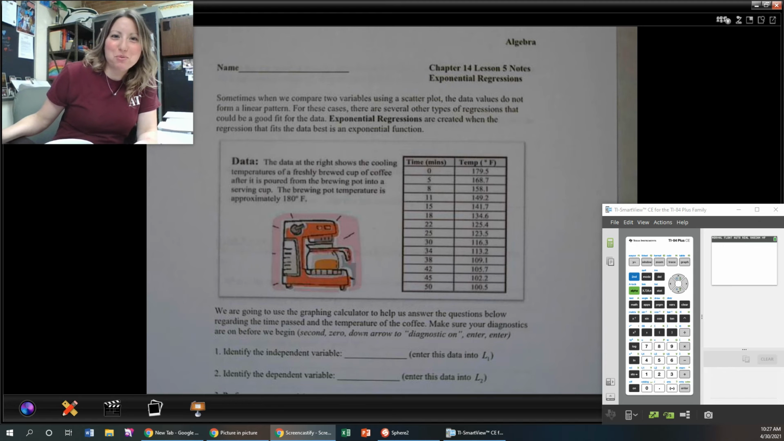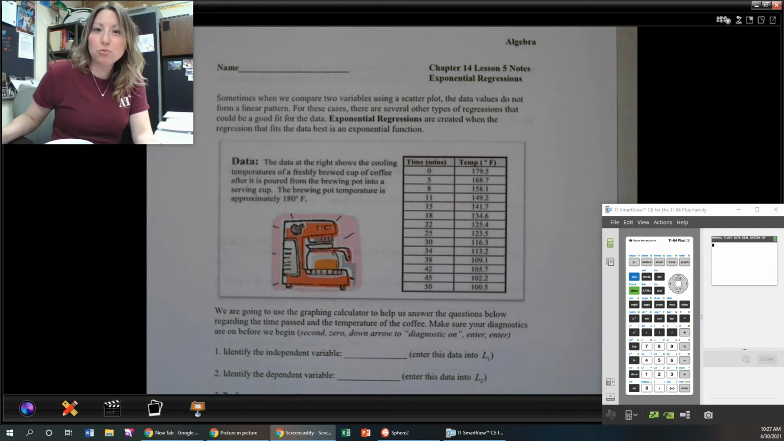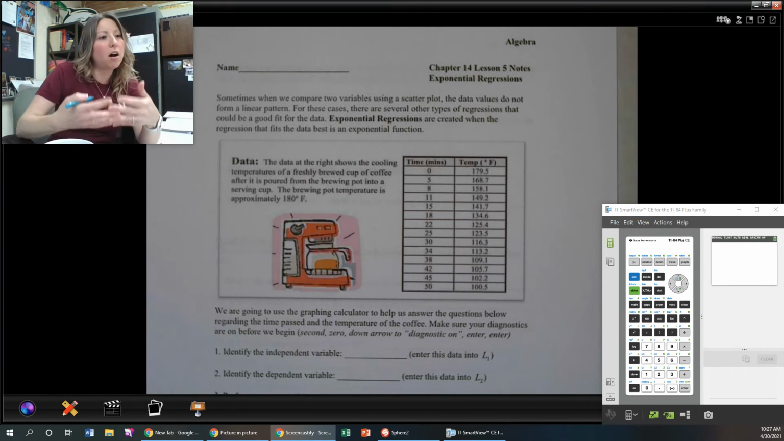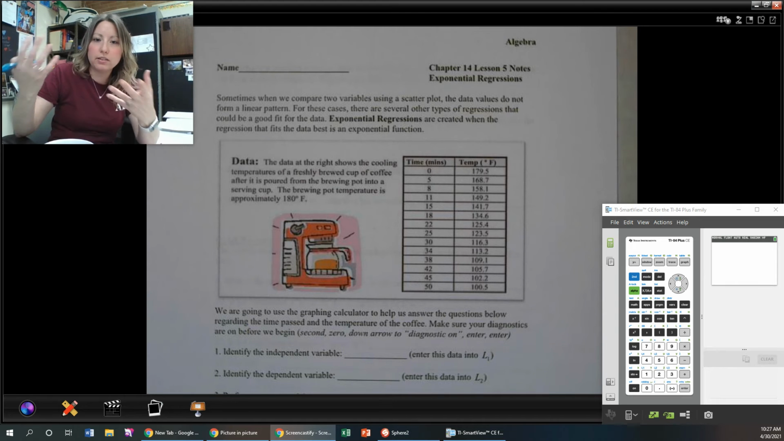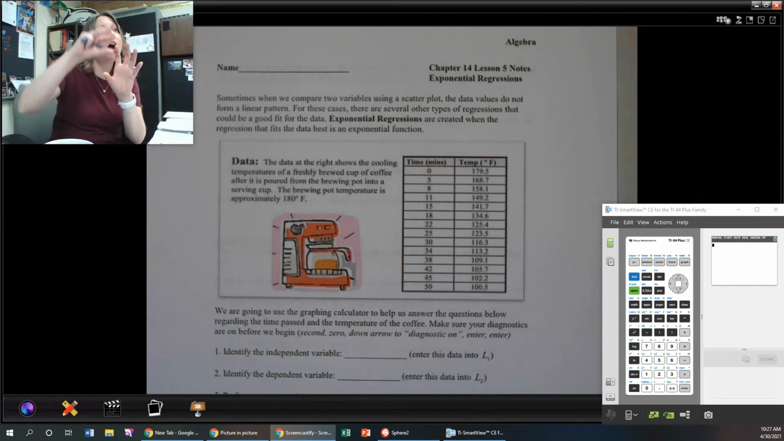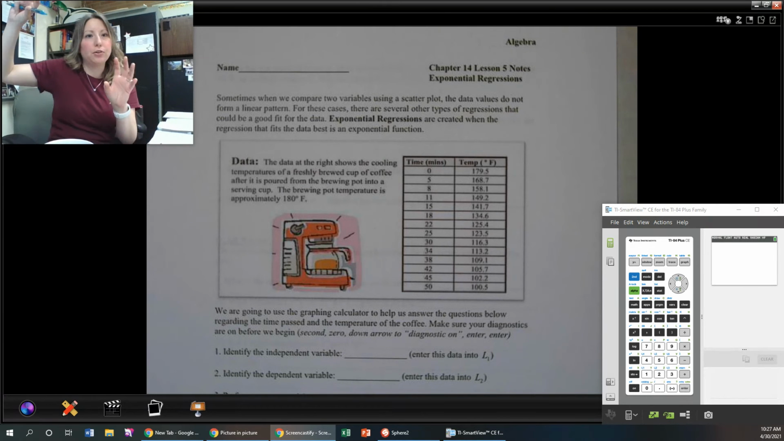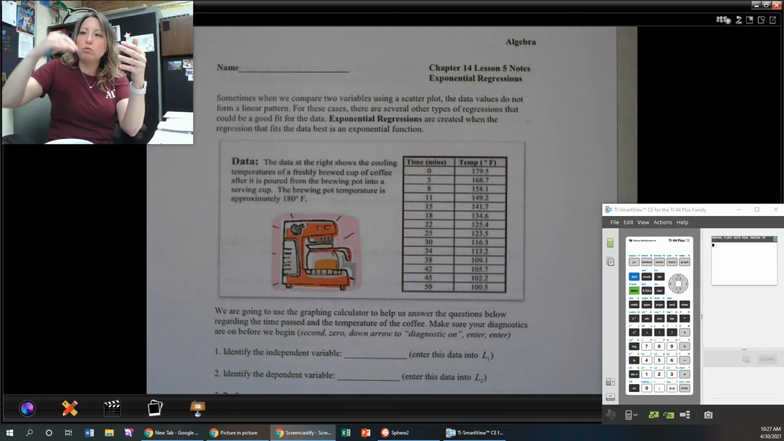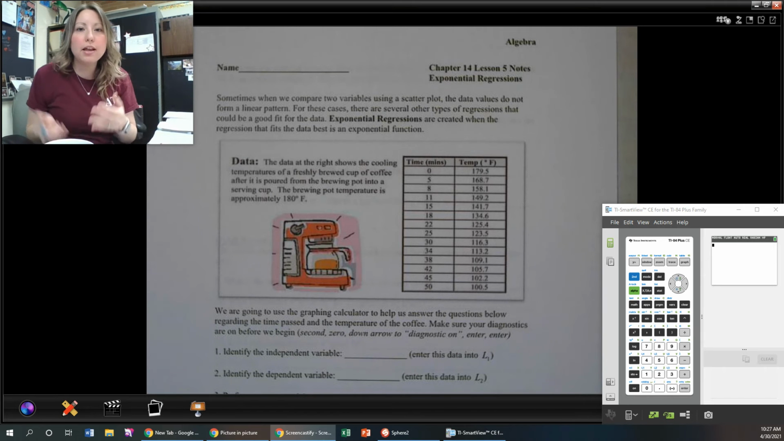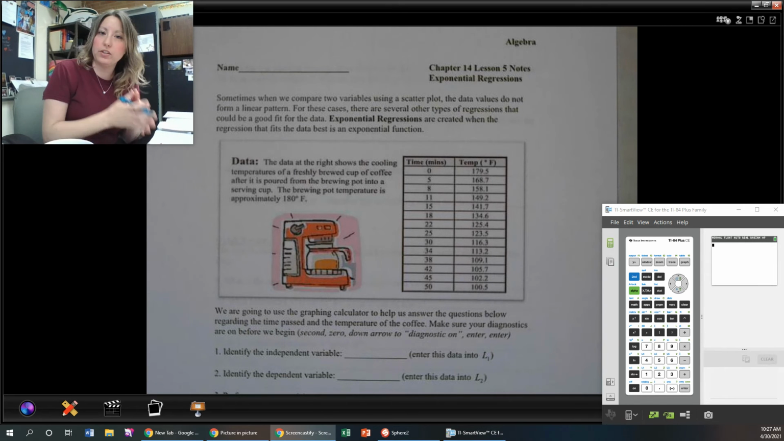Hi there, Algebras. Welcome to your Chapter 14, Lesson 5 notes, all about exponential regressions. This will actually be pretty easy for us because we've already been talking about linear regressions. Now we're just going to look at data that, instead of forming a line pattern when graphed on a scatter plot, is going to form more of an exponential pattern.